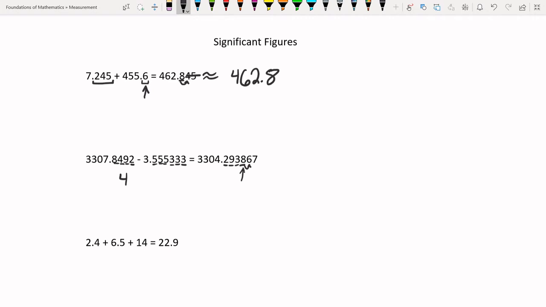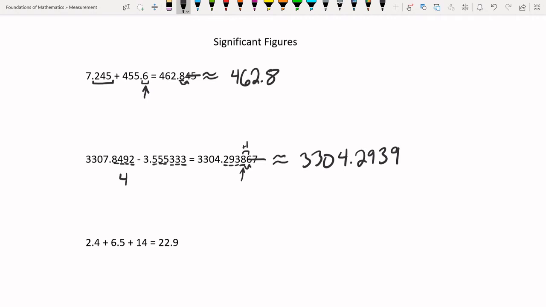Look at the next one, that is 5 or greater. So we're going to add 1 and then drop it. So we would say 3304.2939. That would be a more accurate answer.